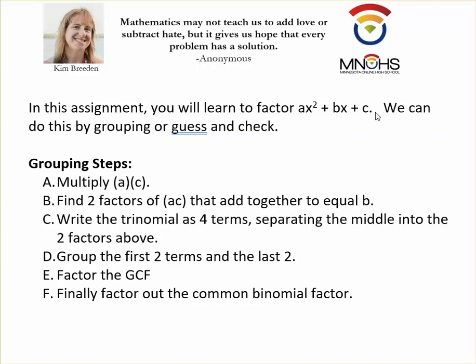Then we can do factor by grouping. We're going to group the first 2 terms together and the last 2 terms. We're going to factor out the greatest common factor, and that will give us a common binomial factor. Let's do one.